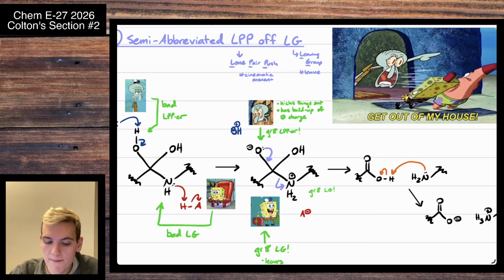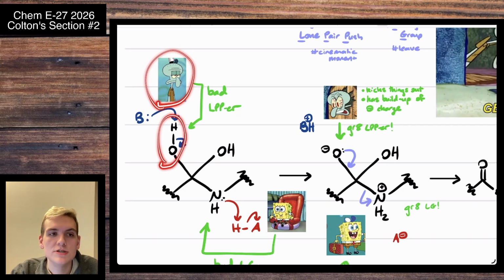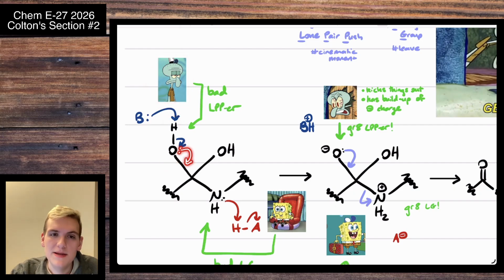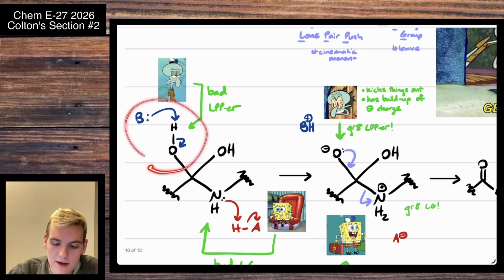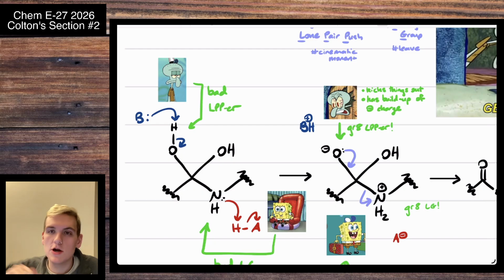So in a SpongeBob metaphor here, a kind of neutral Squidward would be this OH. OH could do a lone pair push, like we could just push in here, but it's neutral, and so it's not going to be that strong of a lone pair pusher. Whereas if we deprotonate that OH and make an O-, now we're pissed off Squidward. Now we are ready to kick things out. We have a buildup of negative charge. We really want to make a bond and get our annoying thing out of here.